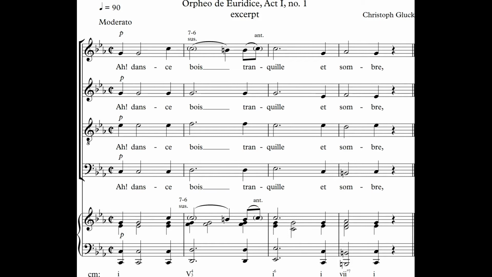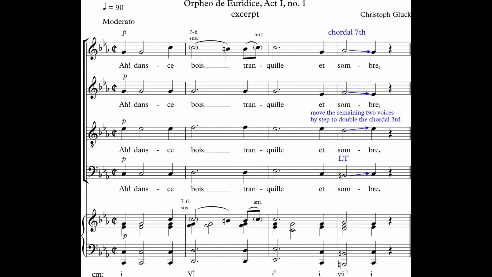Look at the leading tone fully diminished seventh chord resolving to the root position tonic triad at the end of the excerpt. Notice that the chordal seventh, the A flat in the soprano voice, is resolving down by step to G, and the leading tone in the bass voice is resolving up by step to C. Also notice that the remaining 2 voices are moving by step to double the chordal third of the root position tonic triad.